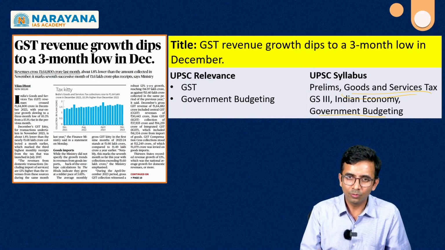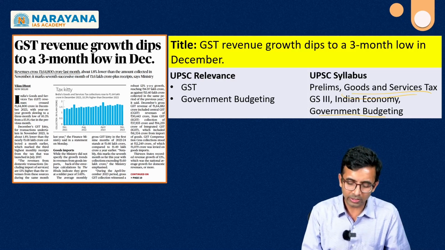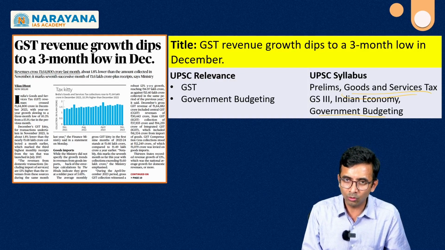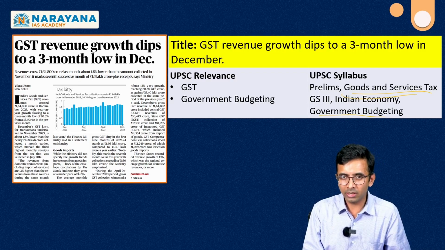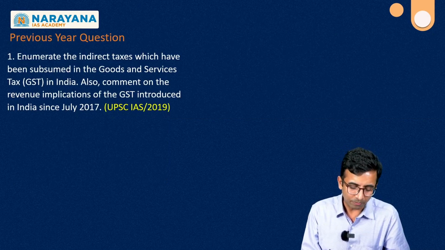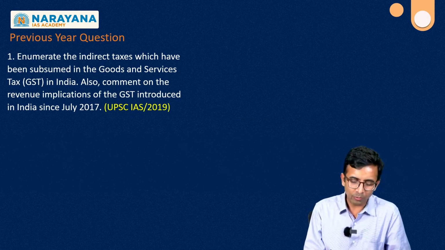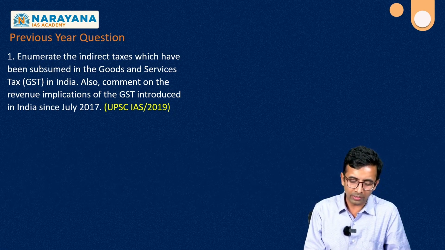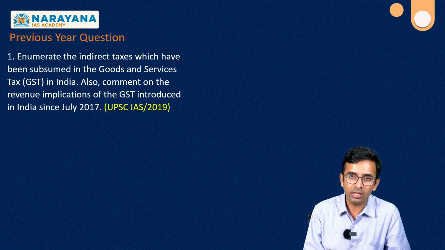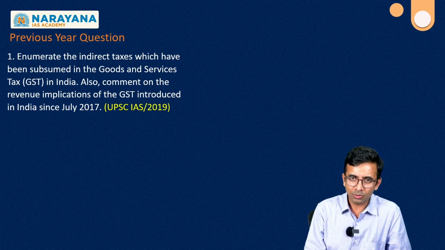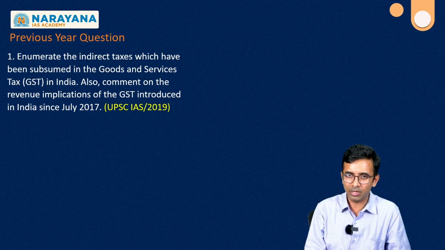Moving to the next article, we'll see this issue of GST revenue growth, wherein the government has said that there is a dip in this revenue growth in a year-on-year comparison and also a monthly comparison. Look at this previous year question: Enumerate the indirect taxes which have been subsumed in the goods and services tax in India. Also, comment on the revenue implications of the GST introduced in India since July 2017. This was asked in 2019, and by and large, GST has been a focal area for the UPSC a number of times.